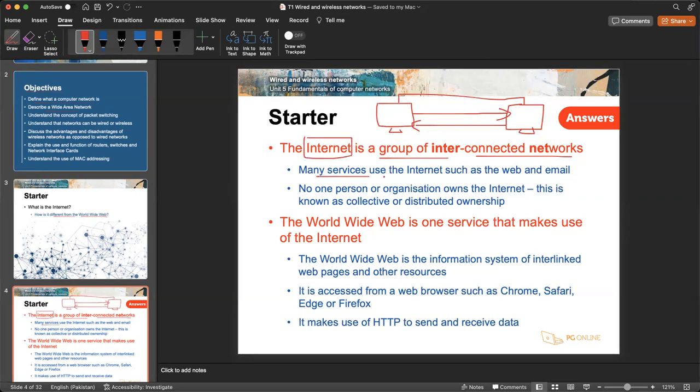Many services use the internet, such as the web and email. Like when you browse any website, or send an email to your teacher, this is also a part of the internet. No one person or organization owns the internet. This is known as collective or distributed ownership.